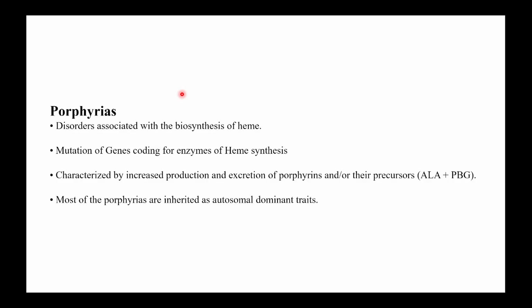If the enzyme that is converting PBG into the porphyrinogen is defective, then PBG will be excreted in the urine. If the defect is in ferrochelatase, then protoporphyrin will be excreted. So depending on which enzyme is defective, different porphyrins or their precursors could be excreted, and that is the characteristic of porphyrias. Most of the porphyrias are inherited as autosomal dominant traits.